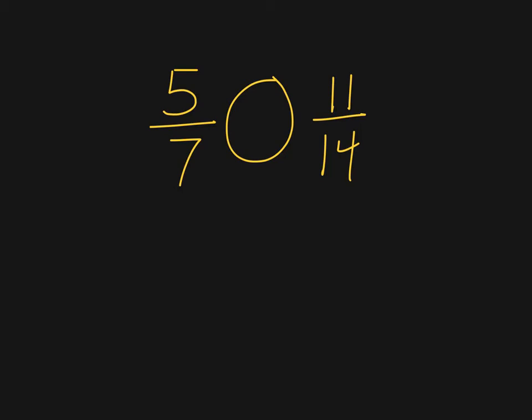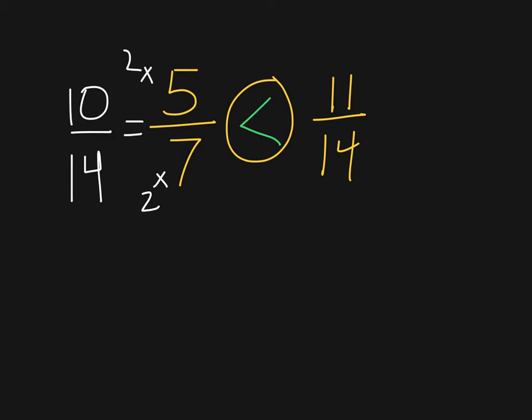2/14 would be 1/7, or if I multiply 7 by 2, I would get 14. So I'm going to create an equivalent fraction. I'm going to turn my 5/7 into something over 14. 7 times 2 is 14. 5 times 2 is 10. Now my two fractions do have something in common, the size of the unit. They're both 14ths, but on this side I only have 10 of them. On this side I have 11. So I know that my 11/14 is greater than the 10/14.